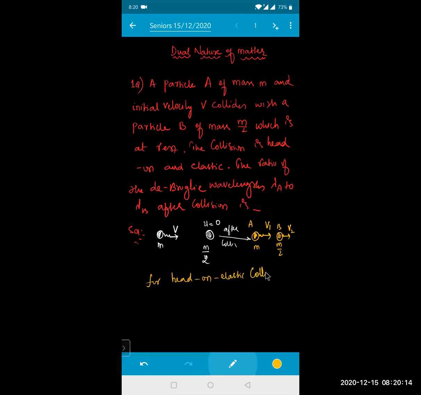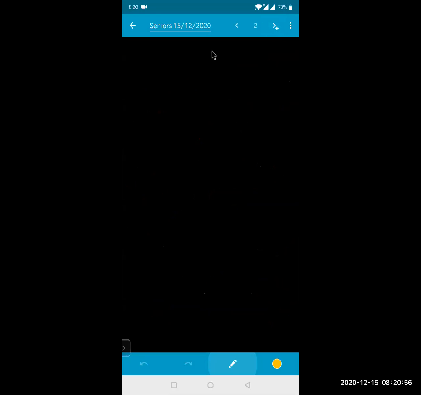for head-on elastic collisions, velocity v1 is equal to (m1 minus m2) divided by (m1 plus m2) into u1, plus 2 times m2 divided by (m1 plus m2) into u2. So u2, how much is it right now? This is u2 and this one is u1. u1 is moving with velocity v and u2 is equal to 0. u2 is 0, so this whole term becomes 0. So v1 will become how much?